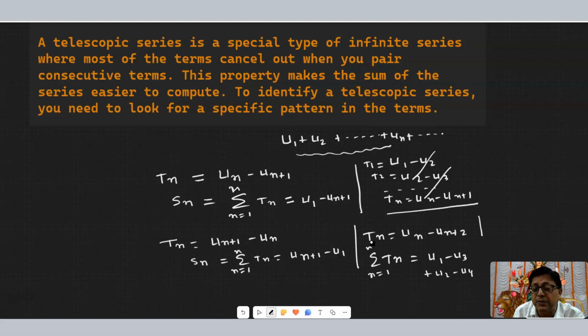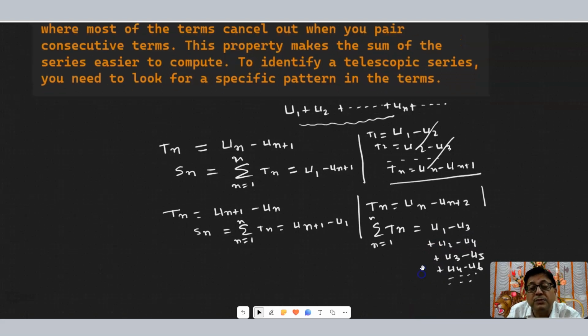If you put n equal to 1, u1 minus u3, u2 minus u4, then it is going to be 3, u3 minus u5, and then 4, that is u4 minus u6. You can see these terms getting cancelled, u3 here, u4 here. This way also you can find the sum.